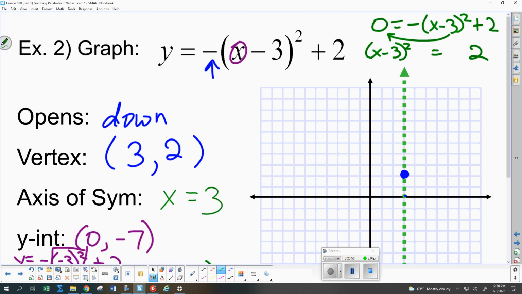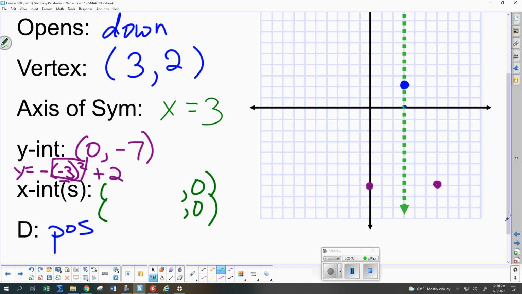Austin, what should I do to get rid of the square on that parentheses? Square root, but if I do that, I've got to remember the plus or minus, just like in the completing the square method. So now I have x minus 3 is plus or minus root 2. What do I do to make that be just x? Ada, what do I do to make it be just x? So x is going to be 3 plus or minus root 2 for our x-intercepts.